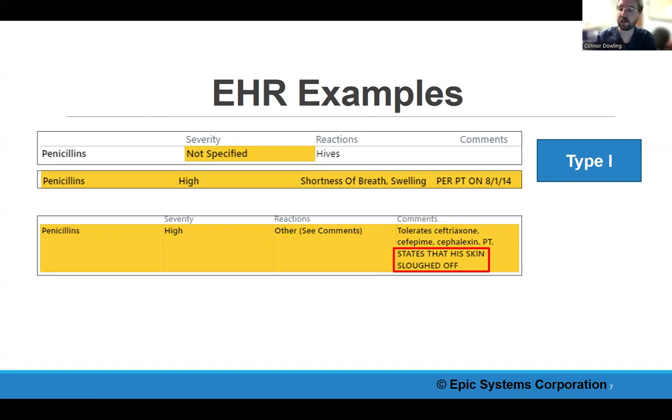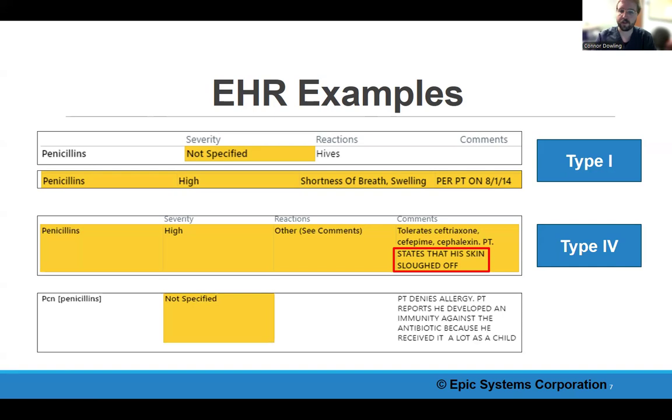So this is a bit more concerning for one of those severe cutaneous adverse reactions, and we would be leaning more towards identifying this as a type 4 reaction rather than that type 1 allergic anaphylactic response. In terms of this last one, this is an example that I'm sure we've all been very familiar with.